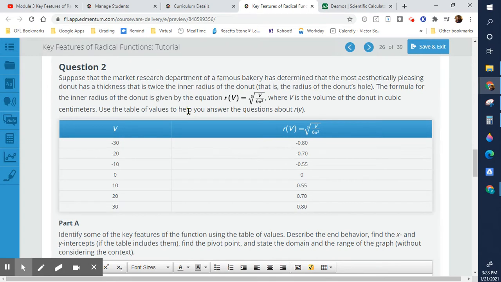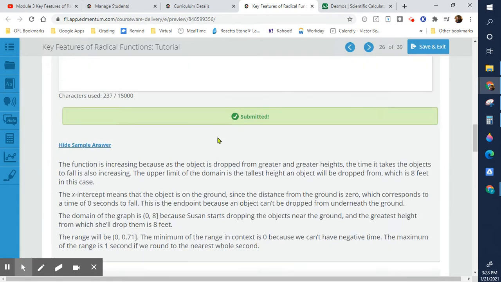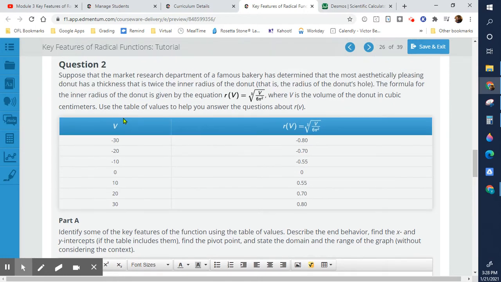All right, so now we're going to do another problem, just kind of seeing how much this is going to involve. Suppose the market research department of a famous bakery has determined an aesthetically pleasing donut has a thickness that is twice its inner radius, the radius of the donut hole. The formula for the inner radius of the donut is given here. So this is the radius of the donut, talking about the volume.